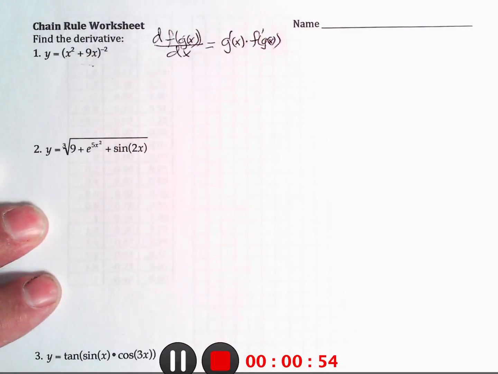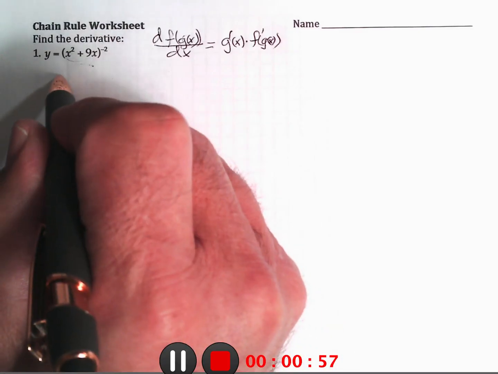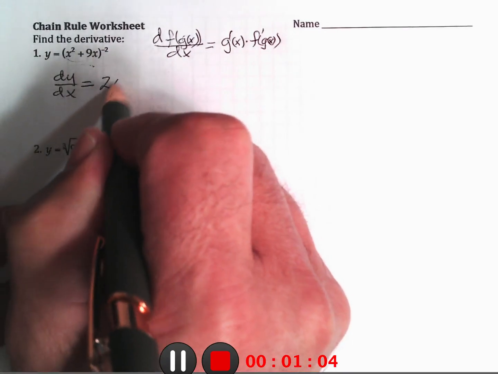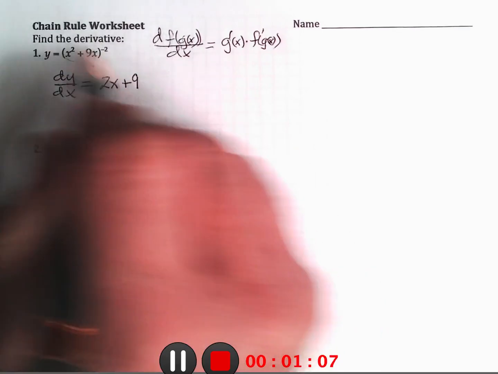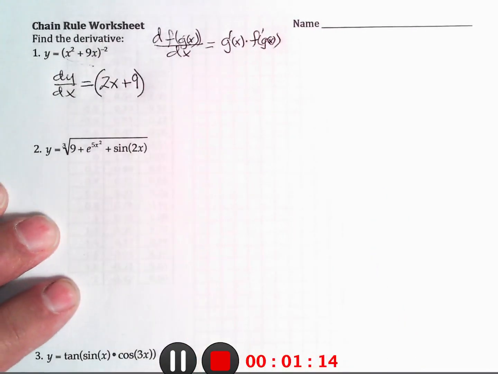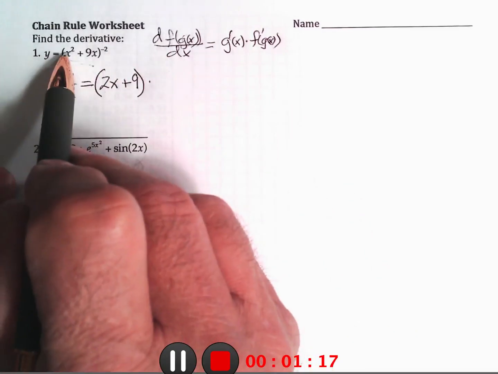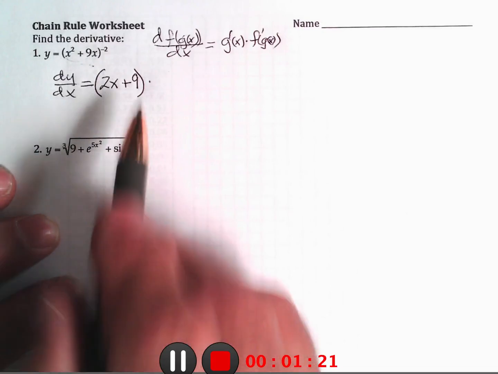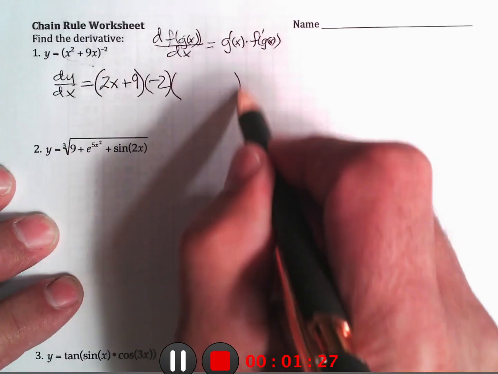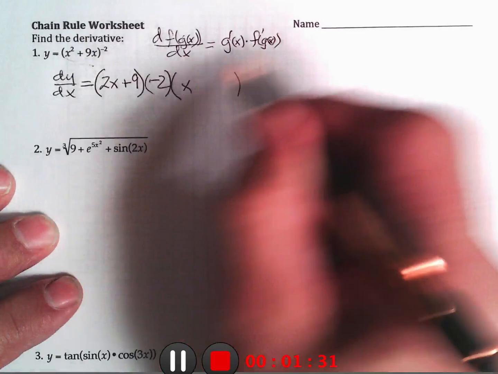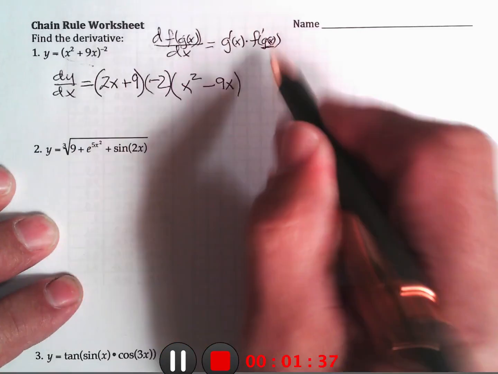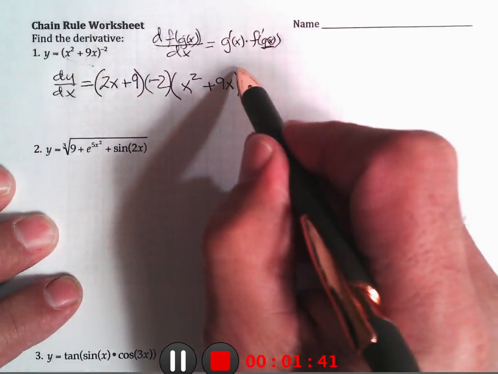So dy dx, the derivative of the inside will be 2x plus 9. Derivative of x squared is 2x. Derivative of 9x is 9. That's the derivative of the inside. Times the derivative of the bigger picture, something to the minus 2. The power rule says you take the minus 2 down and multiply it by everything that was there, the stuff that was inside before, x squared plus 9x, to 1 less power. 1 less than minus 2 is negative 3.